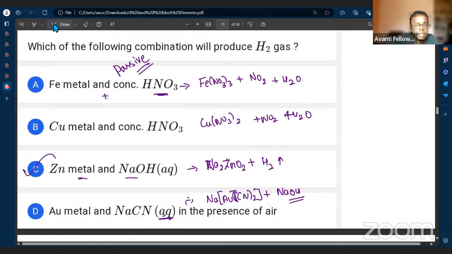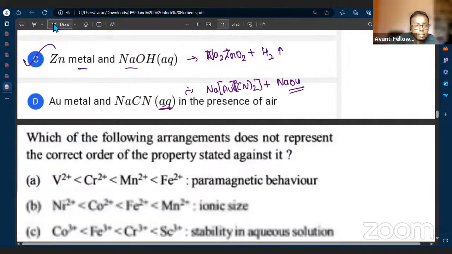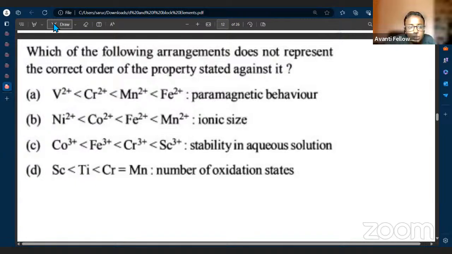And next question. Which of the following arrangements represents the correct order of the property stated against it? So you have vanadium 2 plus, chromium 2 plus, manganese 2 plus, iron 2 plus, which shows the paramagnetic behavior. Nickel 2 plus, cobalt 2 plus, iron 2 plus, manganese 2 plus, ionic size. Cobalt 3 plus, Fe3 plus, chromium 3 plus, scandium 3 plus, stability in aqueous solution. Scandium, titanium, chromium, manganese, number of oxidation states. So which of the following arrangements does not represent the correct order?